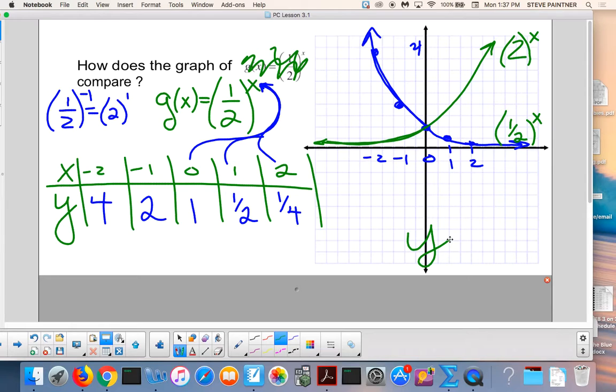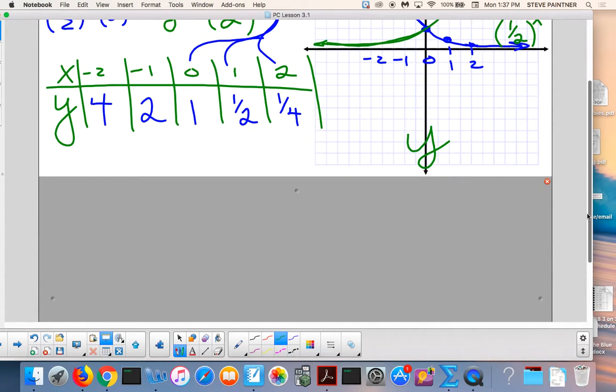That's really all there is. One's called decay, one's called growth. Which one's growth? Wherever the base is greater than 1. Where is it called decay? When the base is less than 1, right? Okay, and they're going to talk about decay right now.